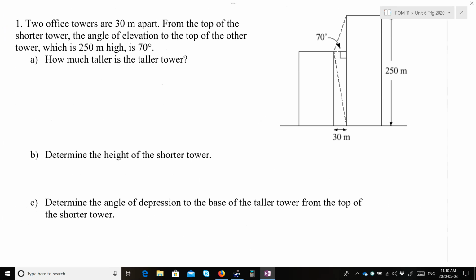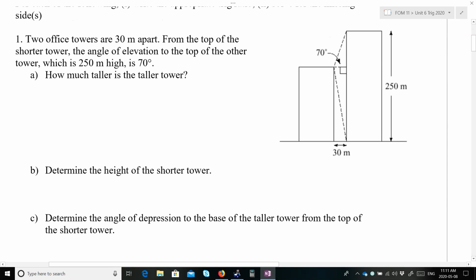It says two office towers are 30 meters apart. From the top of the shorter tower, the angle of elevation to the top of the other tower, which is 250 meters high, is 70 degrees. Okay, so you can see that in the diagram. How much taller is the taller tower? Okay, so the amount taller is this little blue line right here, which we can call x.